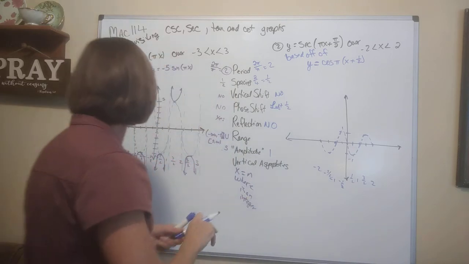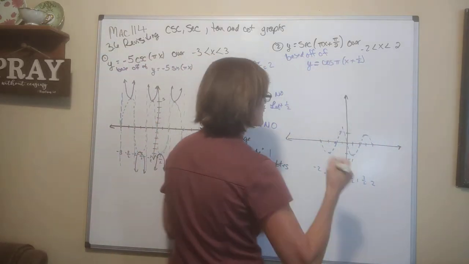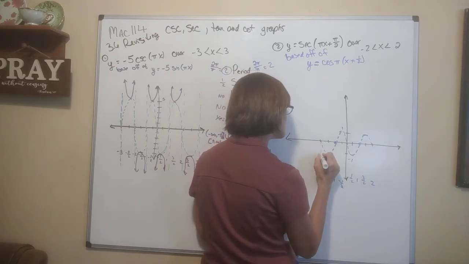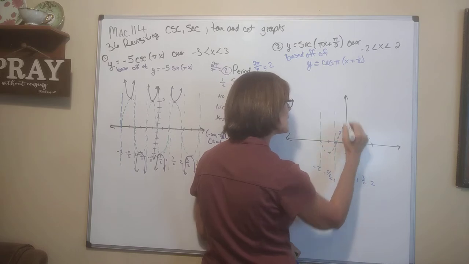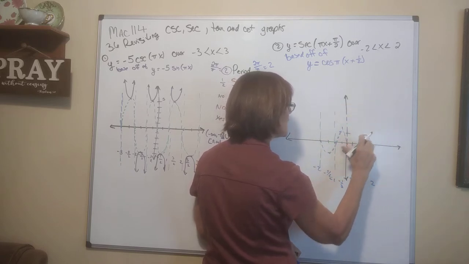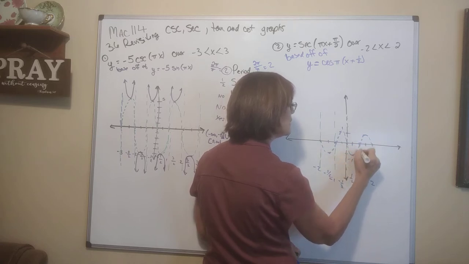Now I'm going to lay out my vertical asymptotes. So let me do those. I'll do those in green on this graph. So it's wherever it crosses the x-axis. So this is going to be a vertical asymptote.